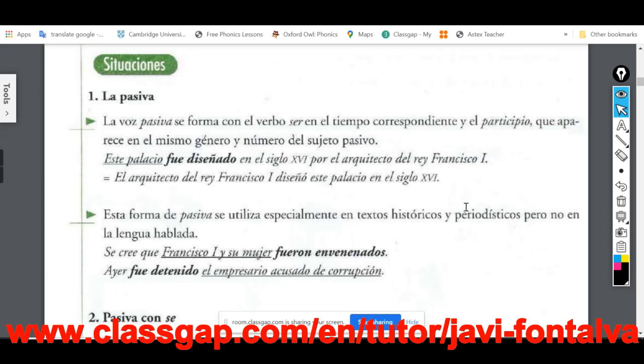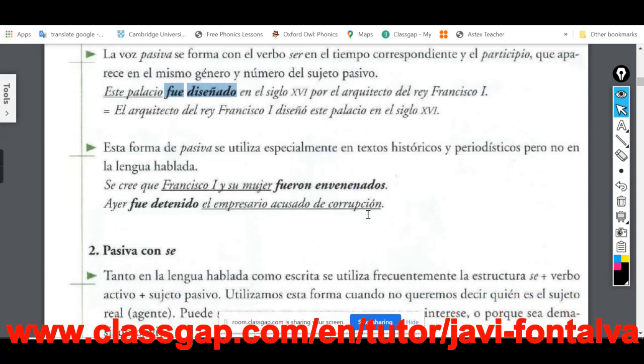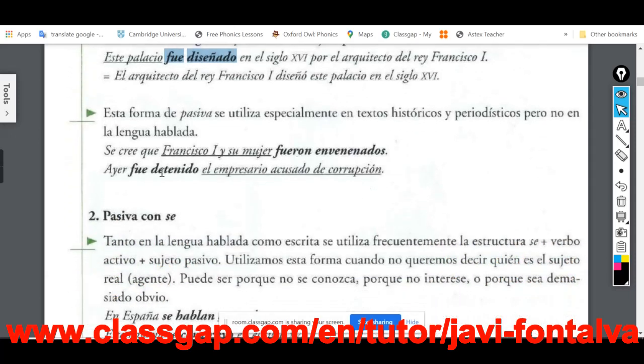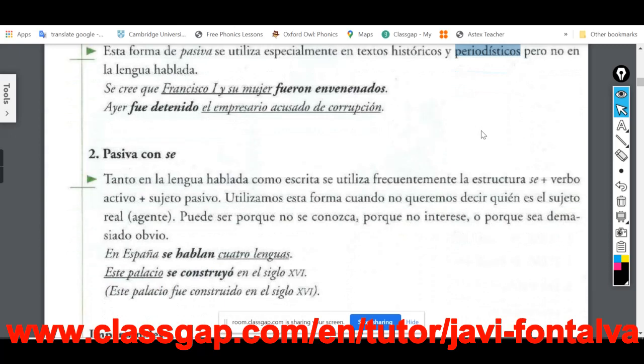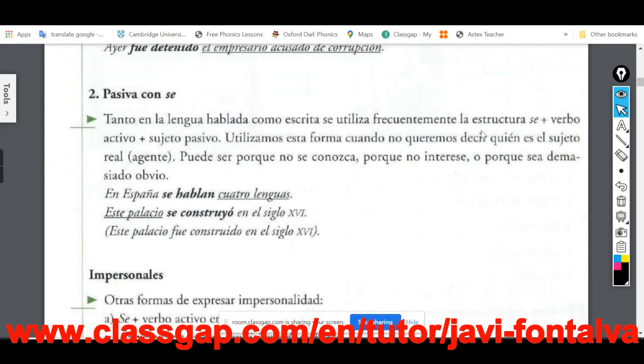Now, this particular way of expressing it is more of a written thing in Spanish. Usually you're going to use this structure with the verb to be when you talk about history or journalistic style. Why? Because in Spanish there are more ways to express this. I think you just briefly mentioned with se and on and things like that.